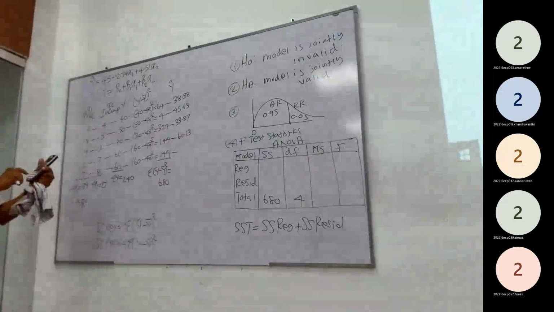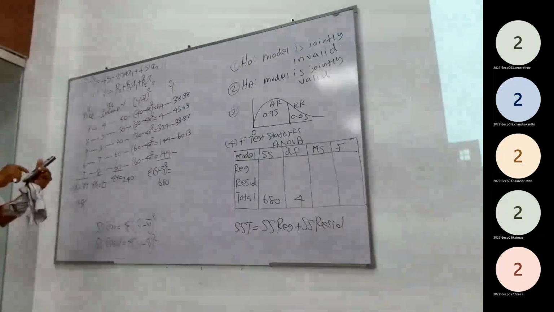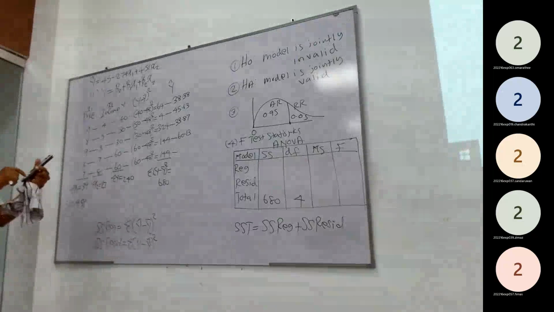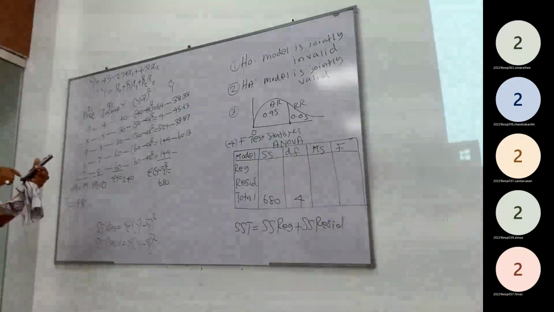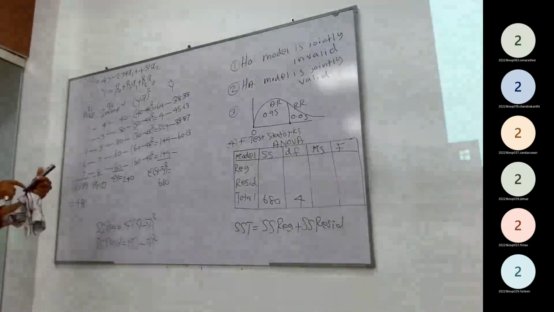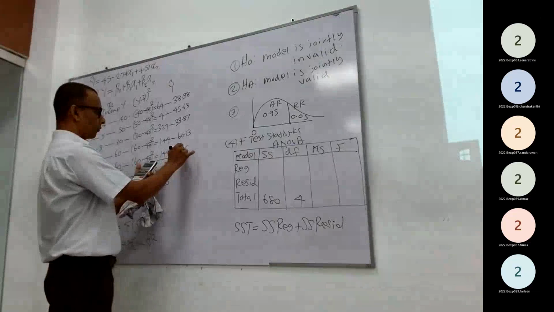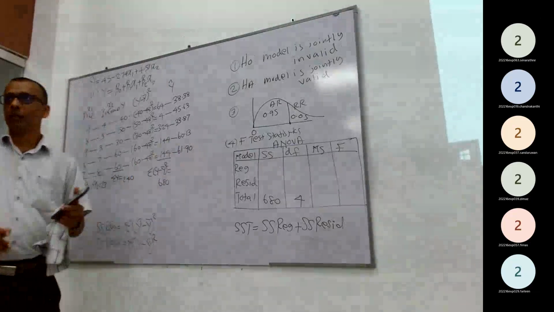Plus 45 minus 2.74 multiplied by 7 plus 4.51 multiplied by 8. That gives 61.90. These are the Y hat values.